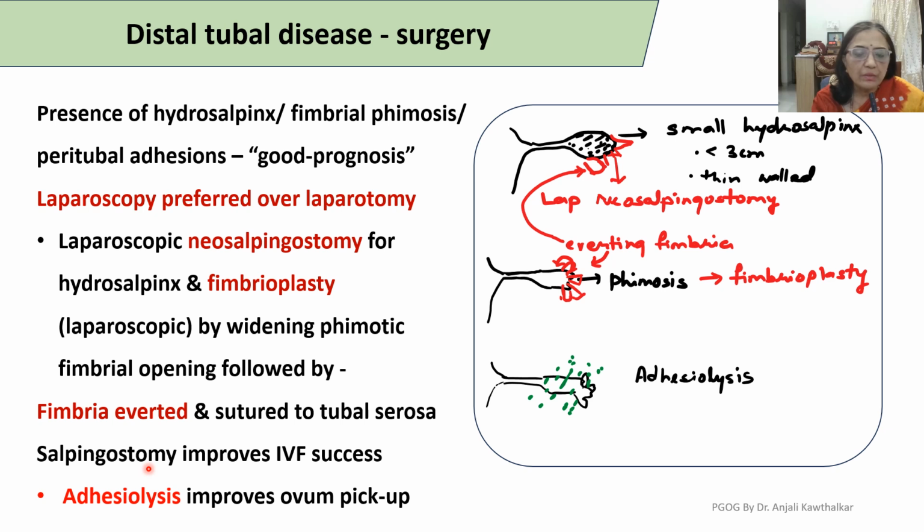Salpingostomy is done, and salpingostomy itself can lead to pregnancy, and even if it fails to result in conception or pregnancy, if in future we do IVF, the success rate improves when salpingostomy has been done. That is another advantage of doing these procedures for distal tubal disease. Adhesiolysis will improve the ovum pickup. So these are the three procedures for distal tubal disease: laparoscopic neosalpingostomy, laparoscopic fimbrioplasty, and laparoscopic adhesiolysis.